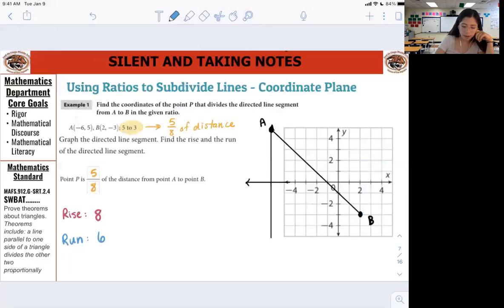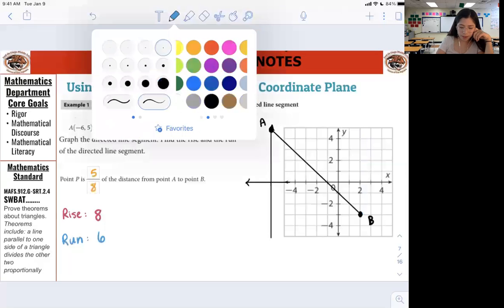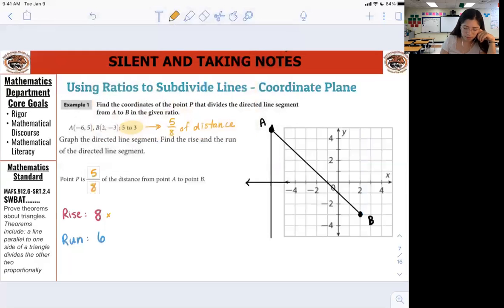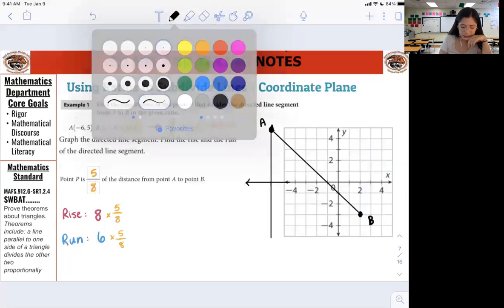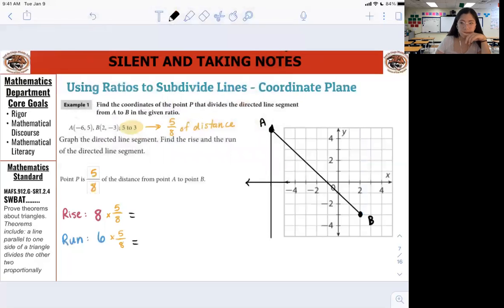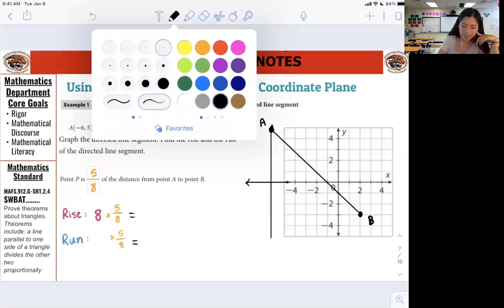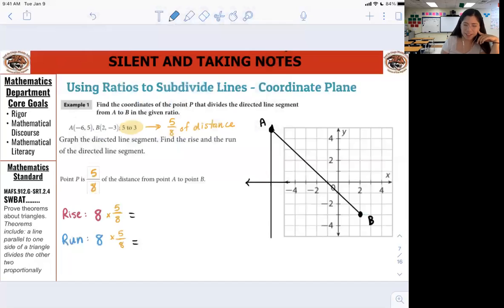Okay, so now I have to multiply each of these numbers times 5 over 8. So go ahead and calculate that. What is 8 times 5 over 8? What is 6 times 5 over 8? Wait, 6 is, why did I write 6, y'all? You guys let me write down so many mistakes in this class. It's also 8. Okay, so what do I get? 8 times 5 over 8?